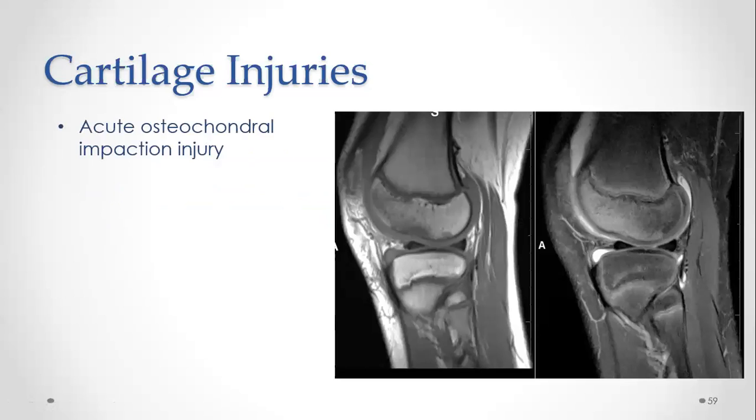Here is another example of cartilage injury called osteochondral impaction injury. How you recognize it is a focal area of incongruency of the articular surface associated with subarticular edema. And this is what we see here in this lateral femoral condyle. There is an articular depression here with signal change. This is an osteochondral impaction injury.